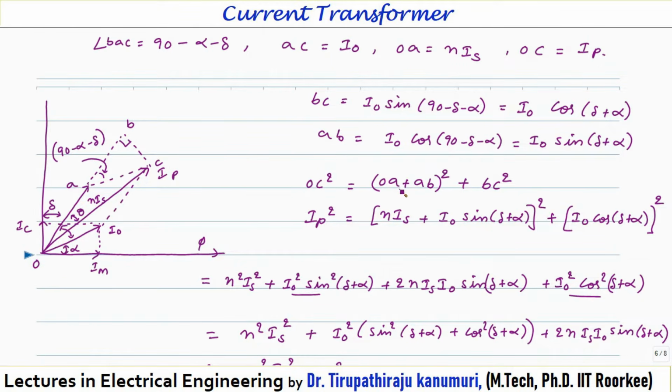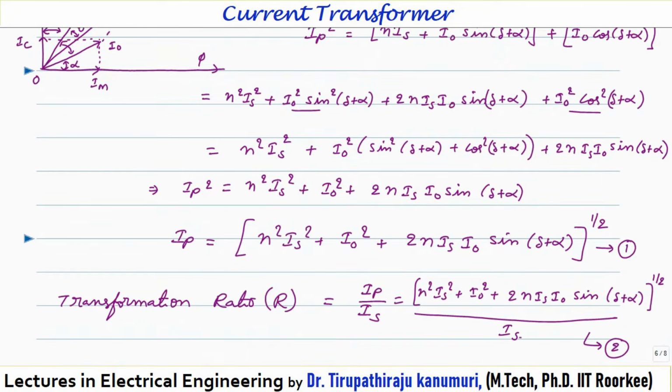OB is nothing but (OA plus AB) whole square plus BC square. I am just substituting the values of OA, AB and BC here. So I have substituted and expanded them. When you expand them, you can see I naught square sine square (delta plus alpha) is there, and I naught square cos square (delta plus alpha) is there. We know that cos square theta plus sine square theta is equal to 1, so we can sum them.